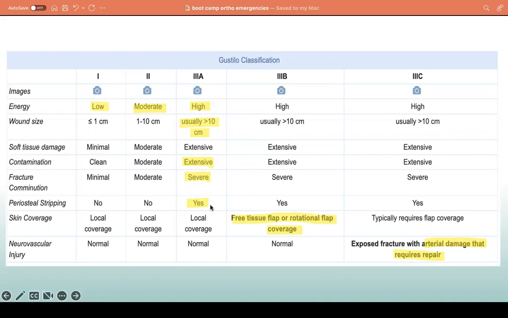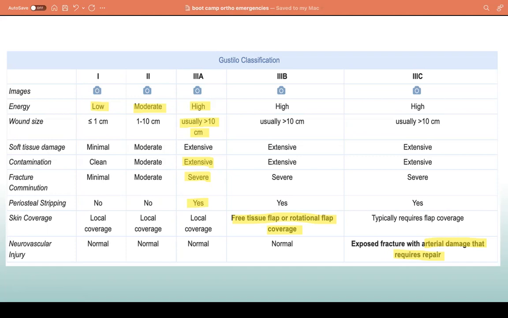If you found the periosteum exposed through the wound, this is type 3. If you found bone, or part of the bone, exposed through the wound, that's type 3. And of course, you are familiar with the A, B, and C subtypes of type 3, where B needs soft tissue coverage, and C needs arterial repair. There is an arterial damage that needs to be repaired.